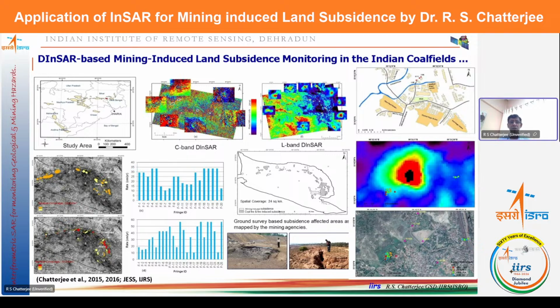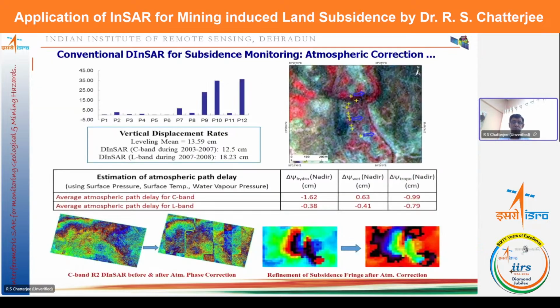But in case of conventional differential interferometry there is a limitation, that is the atmospheric phase. So the atmospheric phase needs to be corrected. The atmospheric phase comes from the troposphere and from the ionosphere. In this case, we have shown how the atmospheric phase difference due to the troposphere can be corrected. Okay, so here three components are important: the surface pressure, the surface temperature, and the water vapor, which we get from in situ meteorological observations as well as from satellite-based water vapor retrieval.